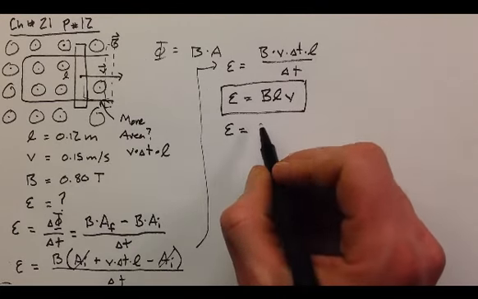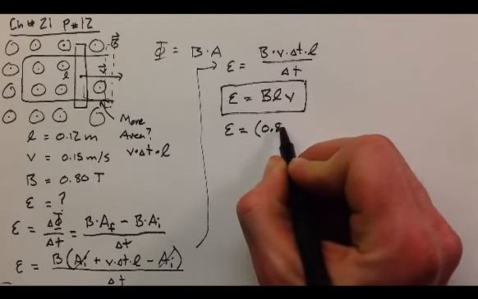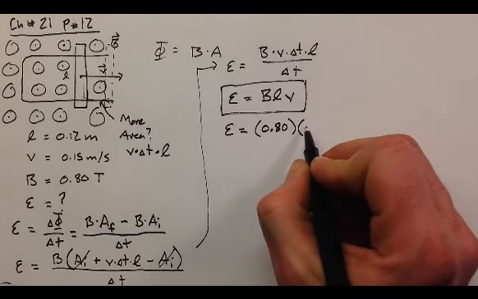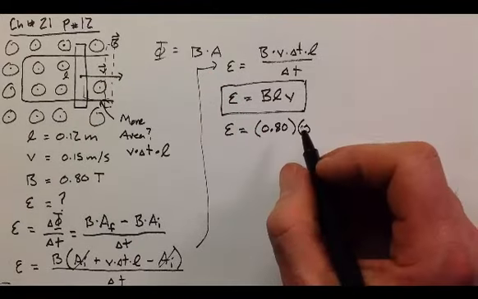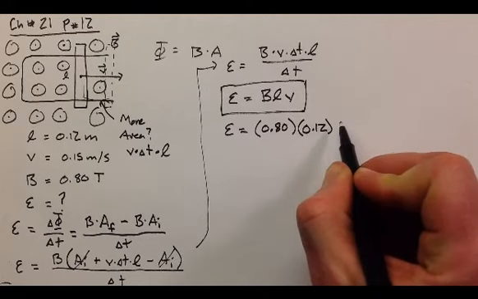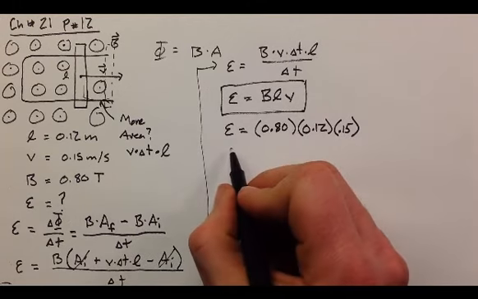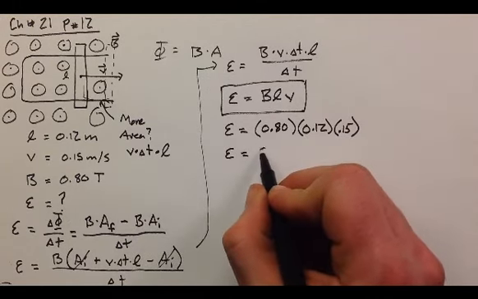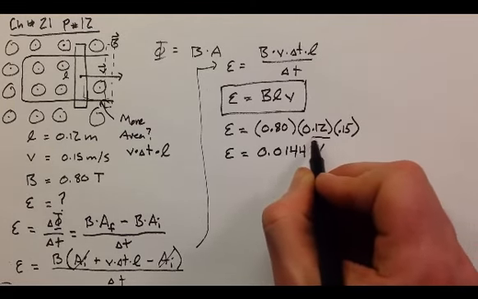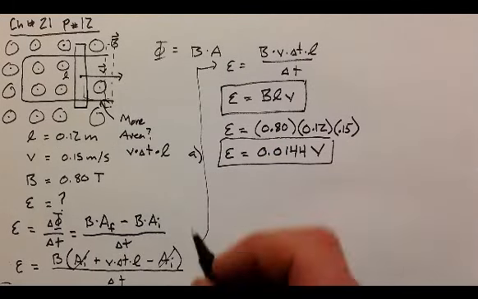Let's finish off this problem. The induced EMF is equal to the magnitude of the magnetic field, 0.80 Teslas, times the length of the bar, which is 0.12 meters, times the speed, which is 0.15 meters per second. So we get an induced EMF of 0.0144 volts, which is the answer to part A of our problem.